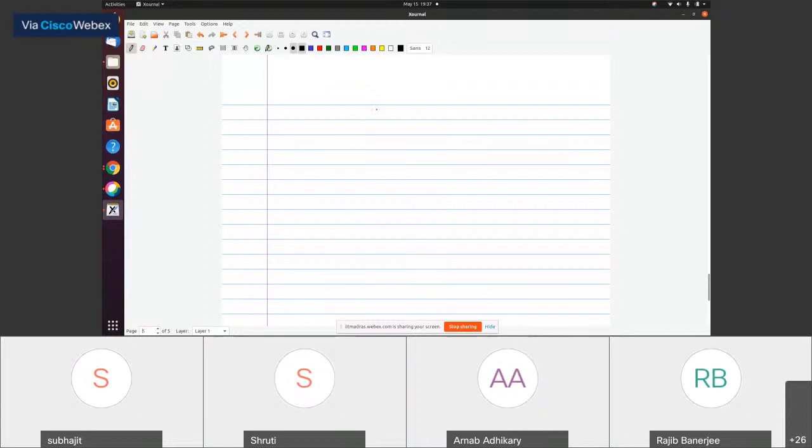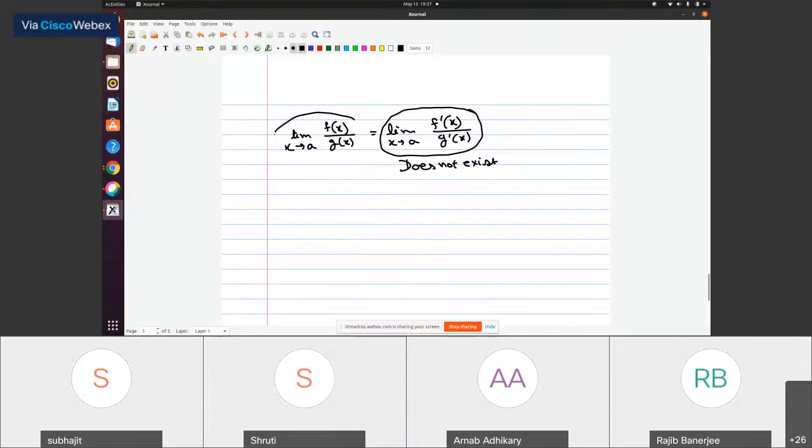that f dash and g dash should also be computable as x tends to a. I am saying that you have to check whether this limit exists or not. Suppose this limit does not exist, then you conclude that this limit also does not exist, right?